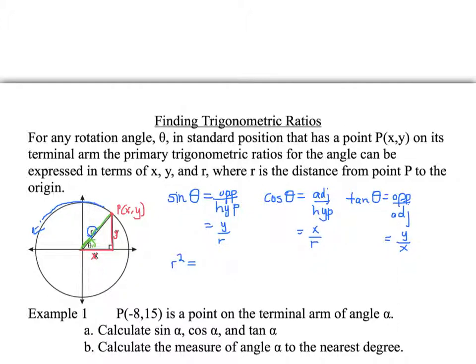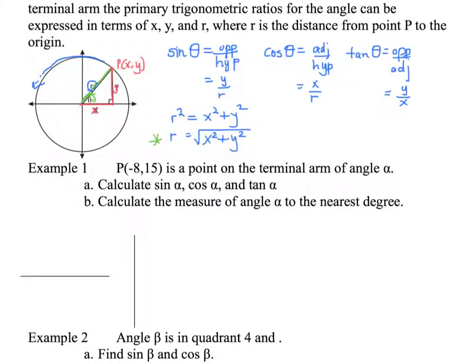Okay, so we could find the length of r using the formula r squared equals x squared plus y squared, or r is equal to the square root of x squared plus y squared. Okay, so this simplified version of the Pythagorean theorem is going to help you find the length of that side in one step. So that was a lot to take in at the beginning of the lesson. Let's go through an example and see if we can make sense of some of this, okay?